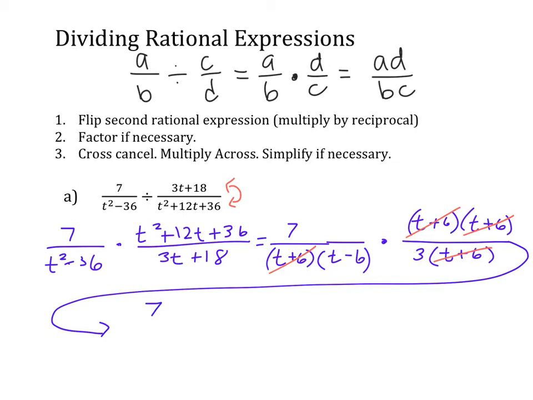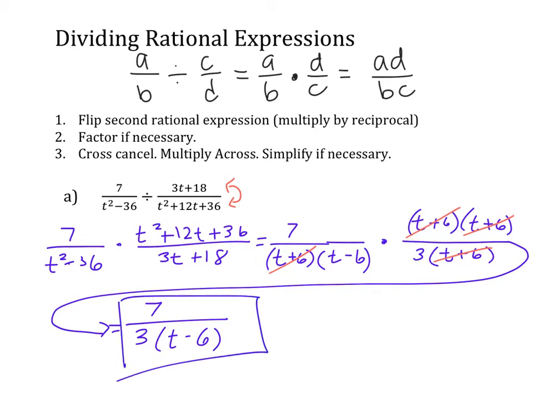7 times nothing. Okay, so 7 over. We're left with t minus 6 times 3. And I'm checking again, is there anything else I can cancel? Nothing else. It's our final answer. Flip, factor, cancel, multiply across, simplify.